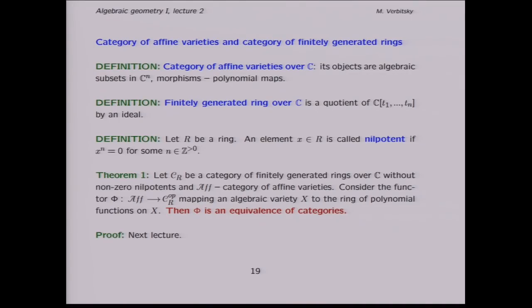now with the explanation of the main. I mean, why did I need this? What was my motivation for today's and the previous lecture? I will state this result, and I won't prove it today. I will prove it next lecture on Monday.